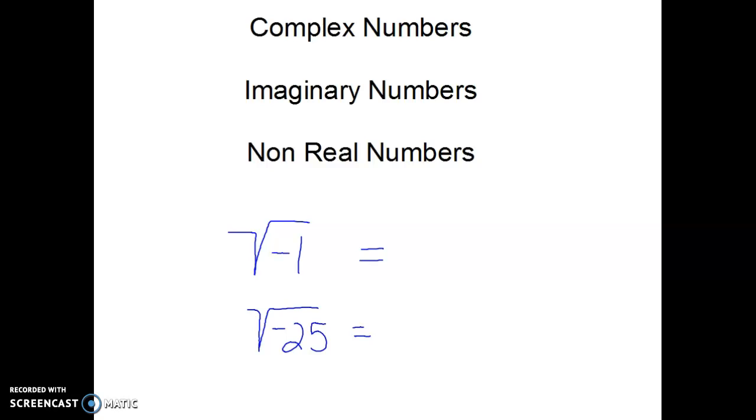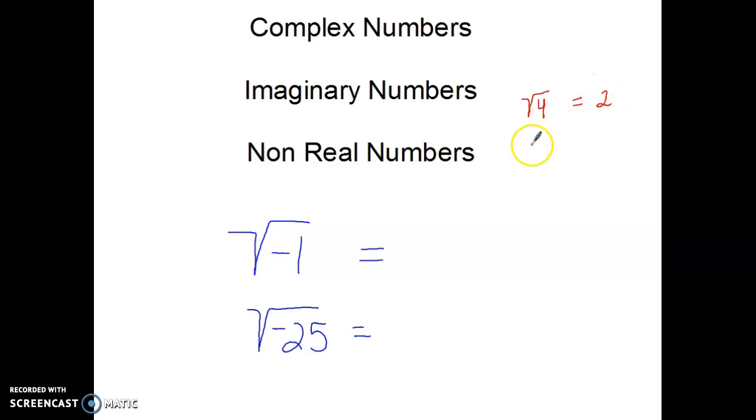We're going to take a look at finding the square root of a negative number. These numbers are considered to be complex numbers, imaginary numbers, or non-real numbers. I'm just going to do off to the side here, looking at square root of 4. The square root of 4 equals the number 2.